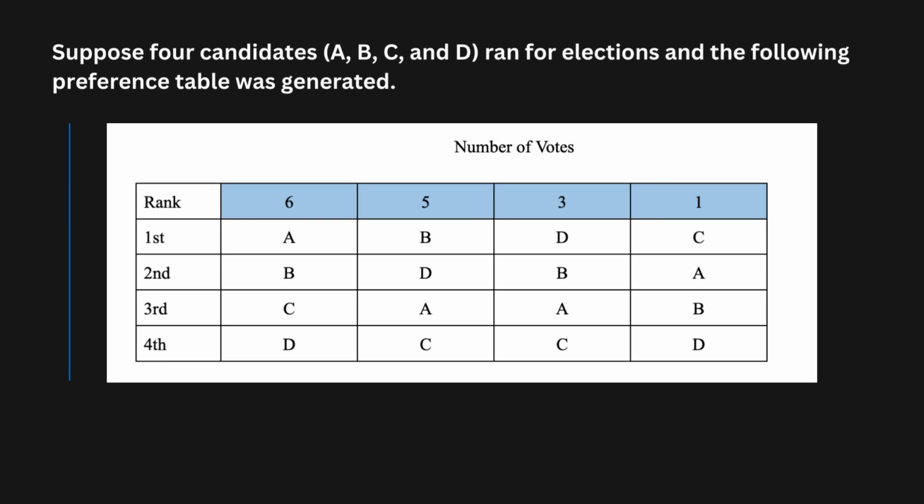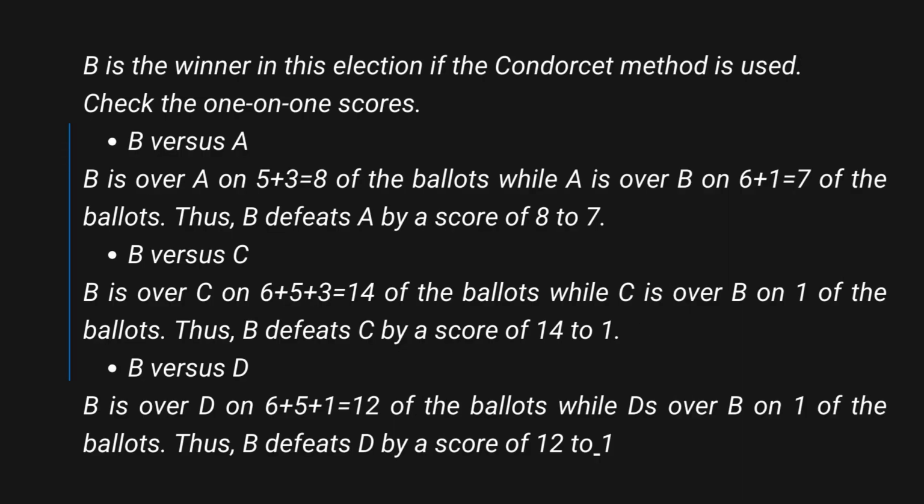Suppose 4 candidates, A, B, C, and D, ran for elections and the following preference table was generated. B is the winner in this election if the Condorcet method is used. Check the one-on-one scores. First, we have B versus A. B is over A on 5 plus 3 equals 8 of the ballots, while A is over B on 6 plus 1 equals 7 of the ballots. Thus, B defeats A by a score of 8 to 7.